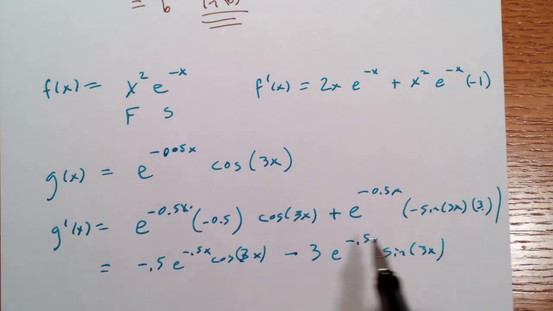I put the 3 in front. I put the minus sign in front. I put the minus 0.5 in front. I just did some algebra to rearrange that. But I think this is a really useful derivative. Again, at this point, I would say, hey, what questions do you have?